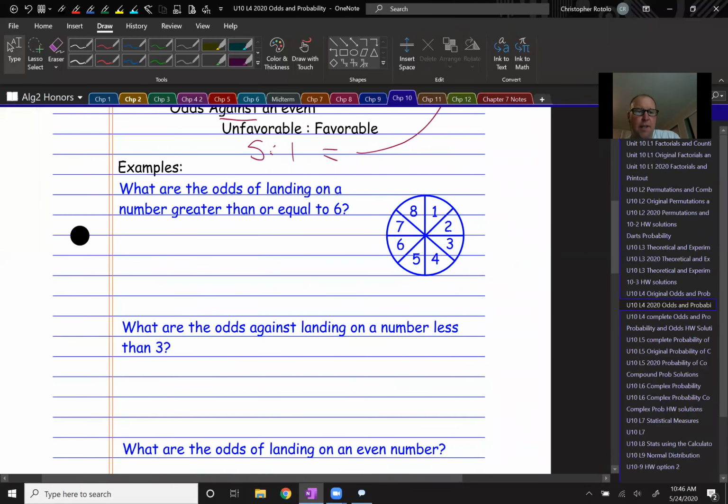All right, what are the odds of landing on a number greater than or equal to 6? So 6, 7, 8. Okay, so my probability is 3 out of the 8. So again, I'm going to start with probability and say that means 3 are ways of being successful and 5 ways to be unsuccessful. Again, this grand total equals 8, so that I know that we're in good shape with that.